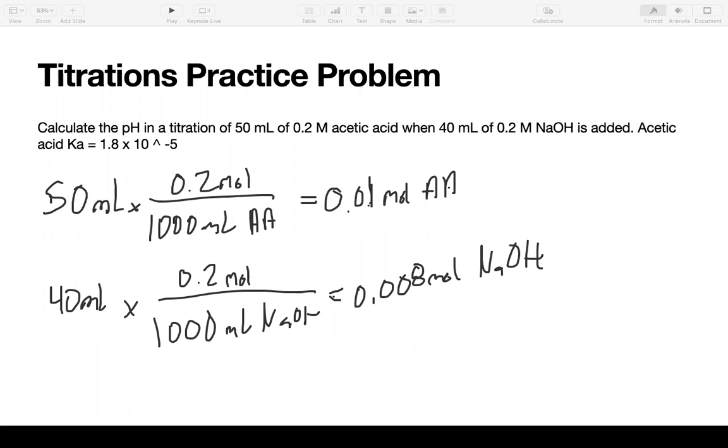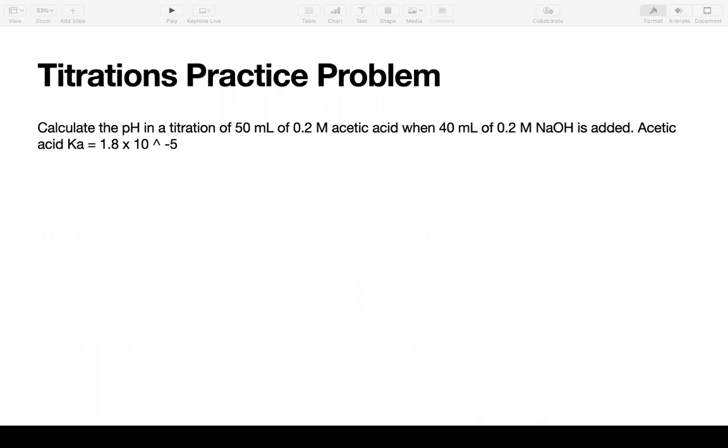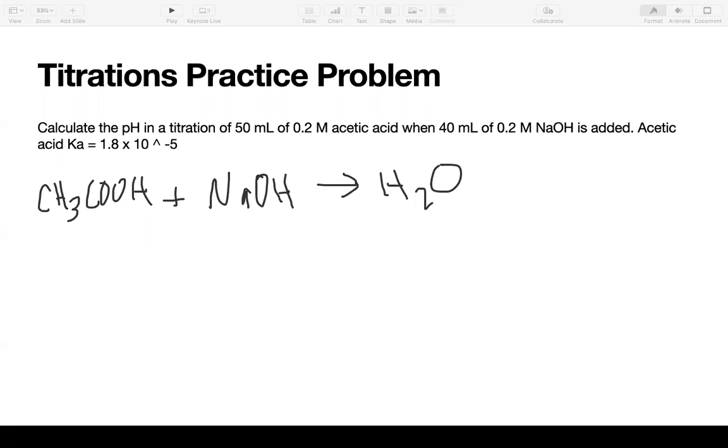Okay, so I'm going to clear the screen. And the next thing we're going to do is have our acid added to our base. So we have CH3COOH plus NaOH yields water and our salt, in this case, NaCH3COO.